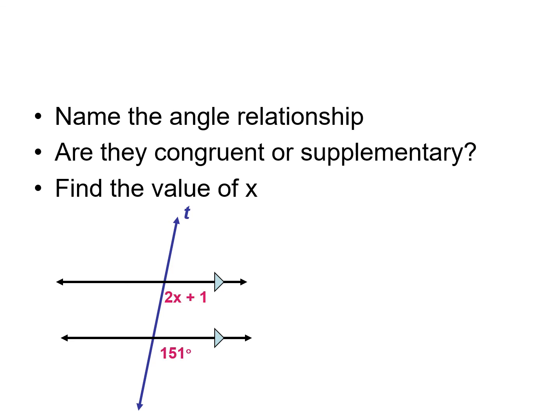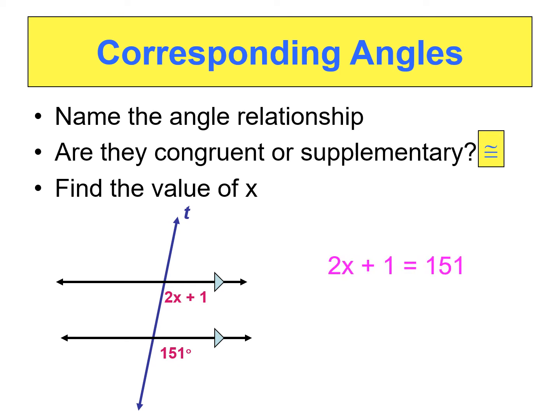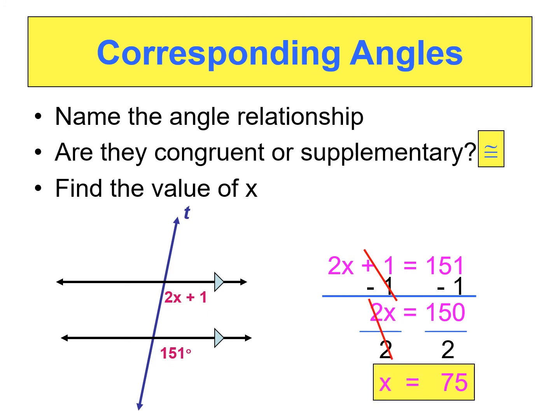Next, a figure is given. Name the angle relationship. Yes, it is corresponding angles. Are they congruent or supplementary? We know that corresponding angles are also congruent. That means 2x plus 1 is equal to 151. Hence, we subtract 1 from both sides to get 2x is equal to 150 degrees. Now dividing by 2 on both sides, we get the value of x to be 75 degrees.